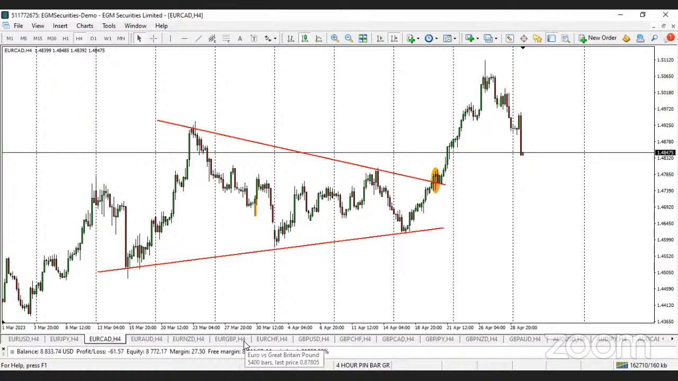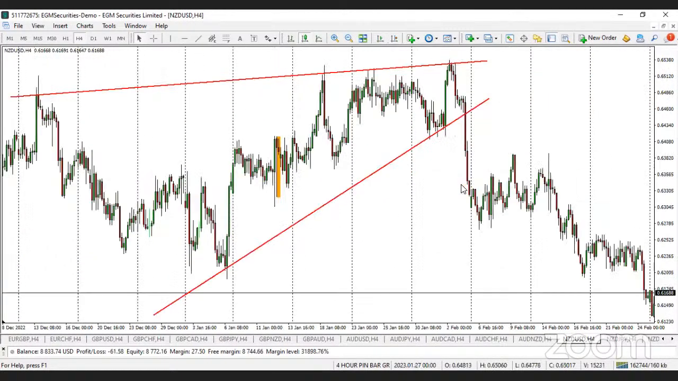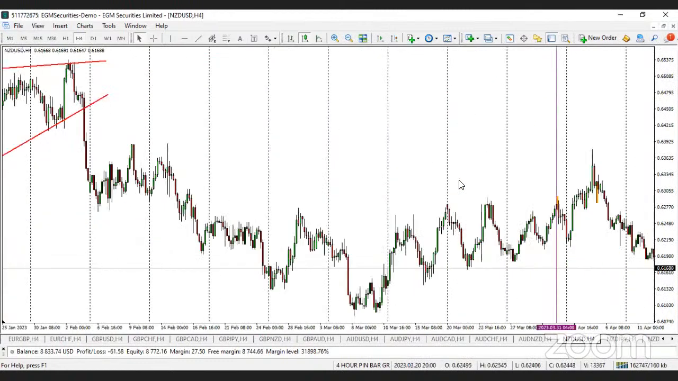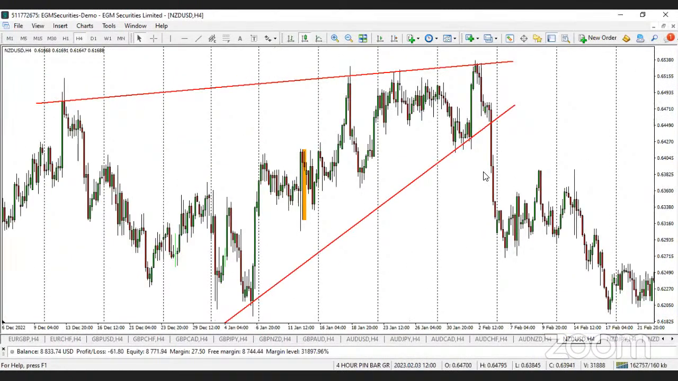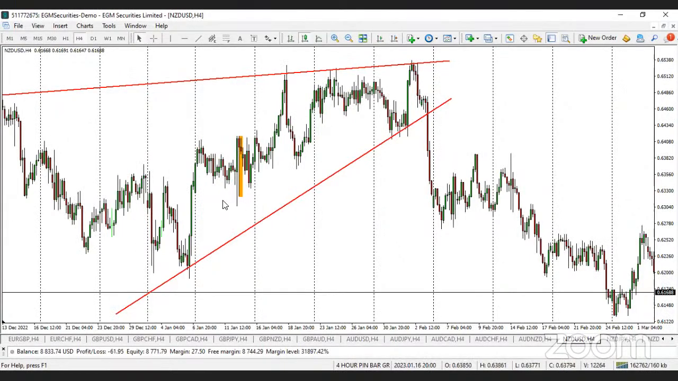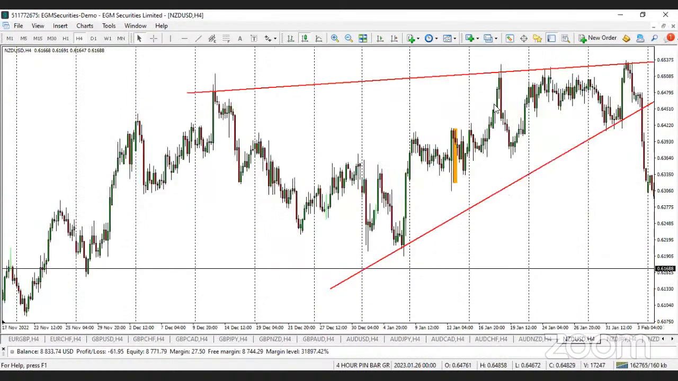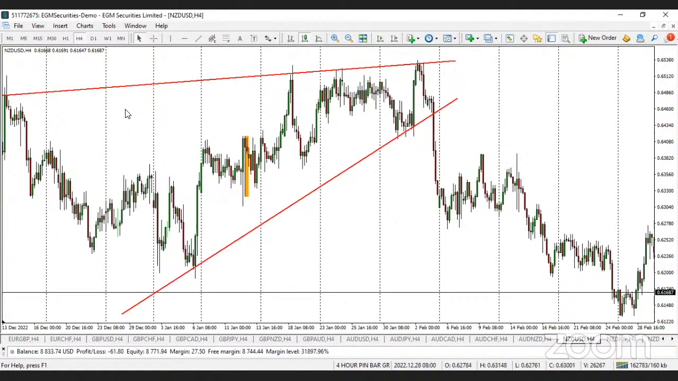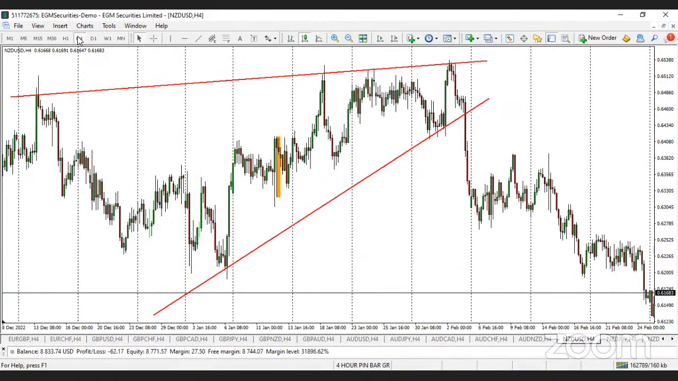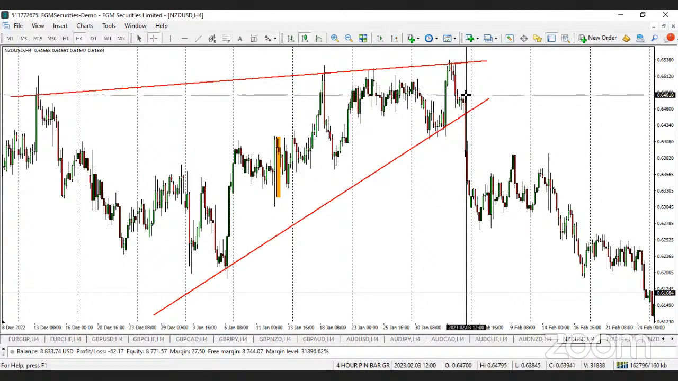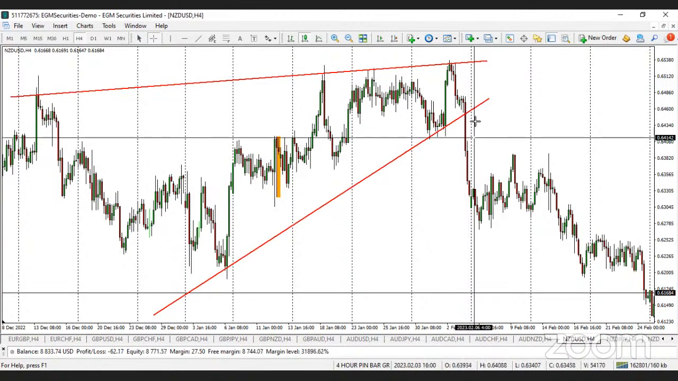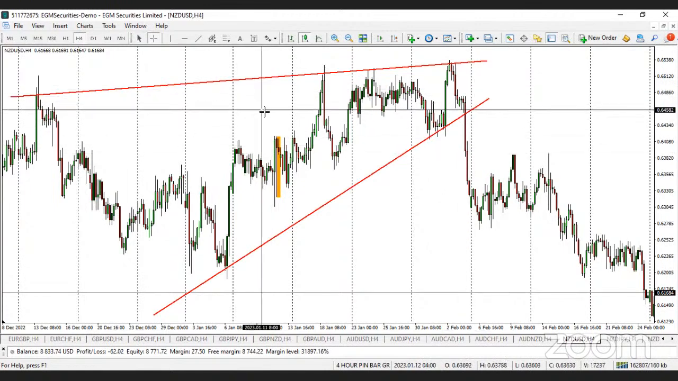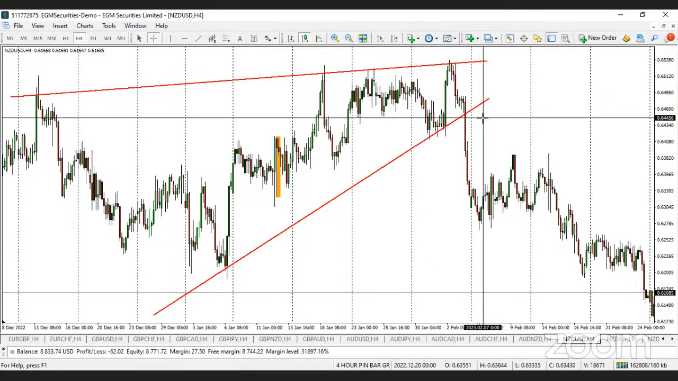Then the next example is New Zealand dollar against US dollar. So this was a while back, sometime towards the end of January. This was a rising wedge, and it was a reversal pattern. Here you'd be able to see that we had a very strong bearish engulfing candlestick at the point at which the market broke that wedge.